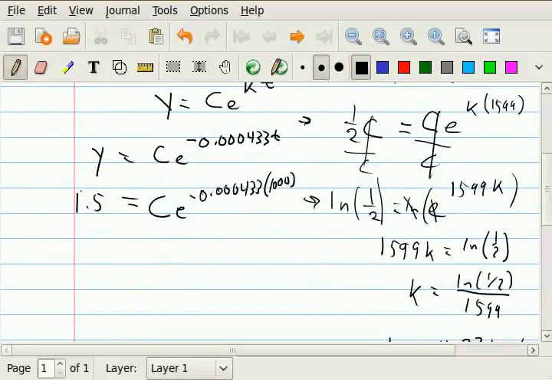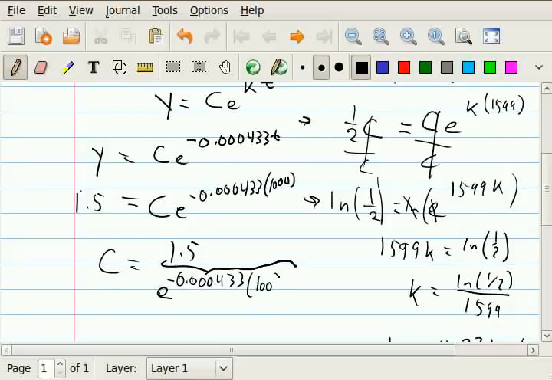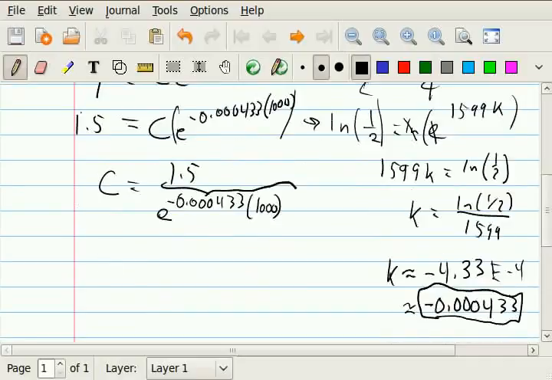And if you look at this, we can solve this equation for c. Okay, in fact, it's pretty easy to do. c is just 1.5 divided by this big number, e to the power negative 0.000433 times 1,000. All I did here is I divided this big number to the other side of the equation, so I can get c. And again, this is something we'll have to get on the calculator.